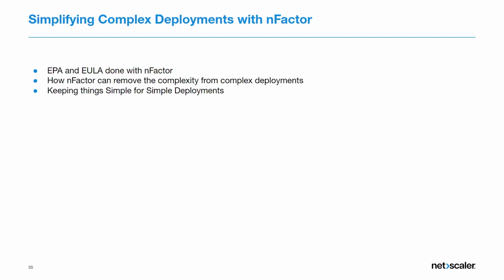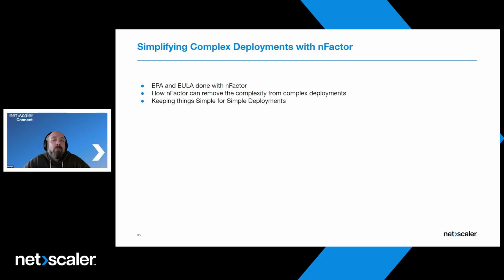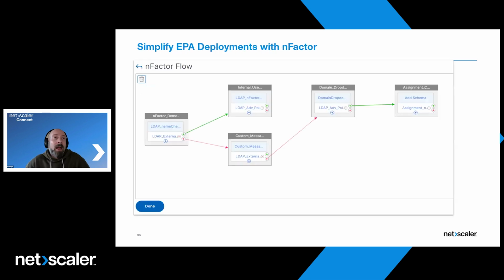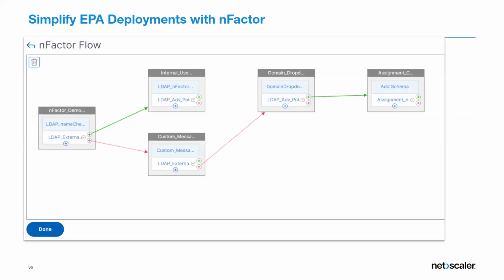So how exactly do we do EPA and EULA with nFactor? And how does nFactor make it easier to do complex deployments? And we'll wrap up with just an acknowledgement that if it's a simple deployment that's needed, nFactor does simple as well, of course. This is the current nFactor visualizer view.